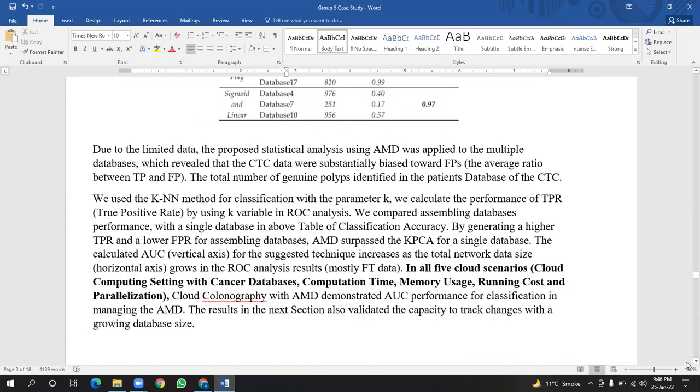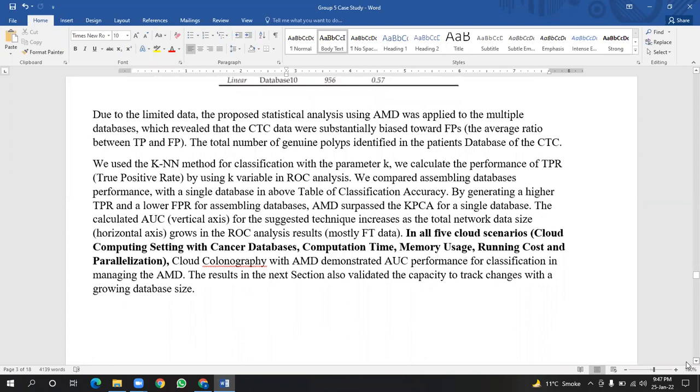Due to the limited data, the proposed statistical analysis of AMD was applied to the multiple databases, which revealed that CTC data are substantially biased toward FPs, the average ratio between TP and FP, true positive rate and false positive rate. The total number of genuine polyps identified in the patient database of the CTC.